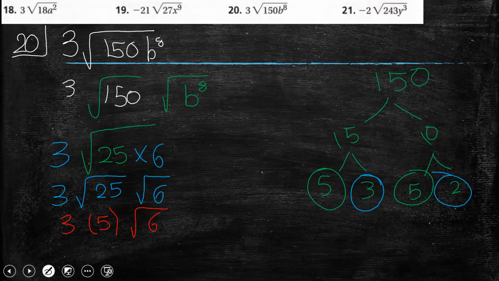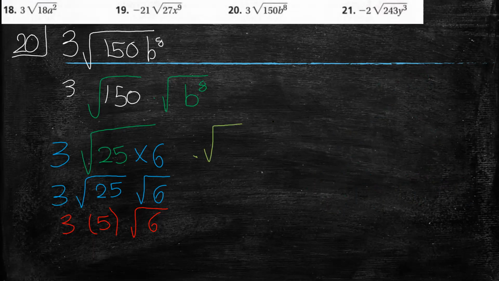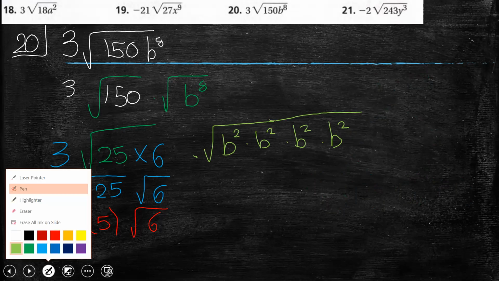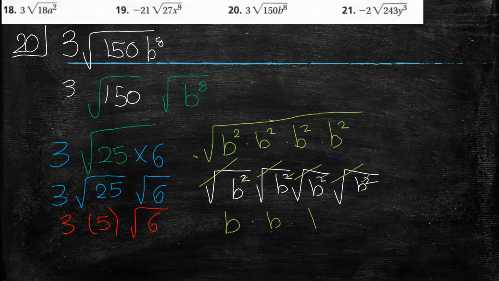Then, after we finished, come back now to the variable. Here, we have b to the power 8. So we have b squared times b squared times b squared times b squared. 2 plus 2, 4 plus 2, 6, plus 2 is 8. So I will stop. How many factors do we have? 4. So I will write 4 square roots of b squared. As we say, the square root cancels the square. So I have now b, b, b, b, so I have 4 b's.